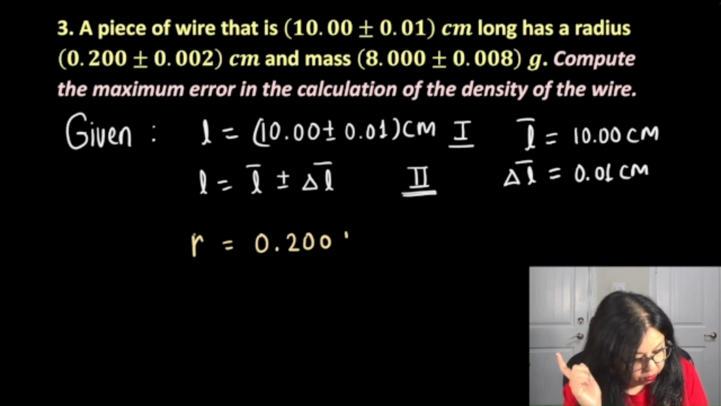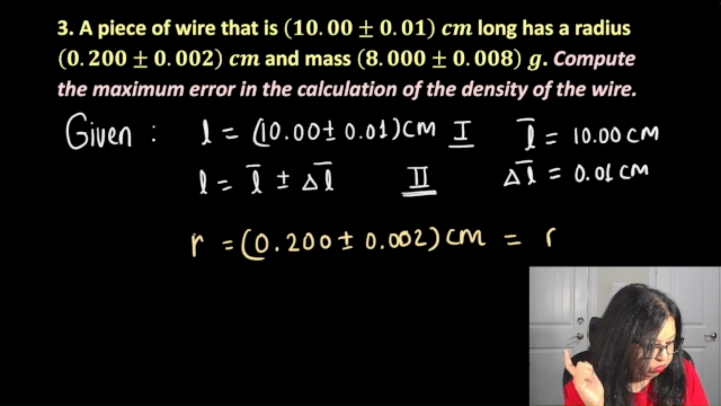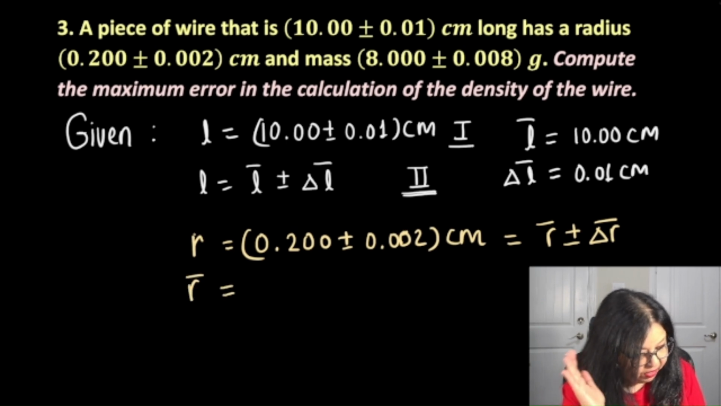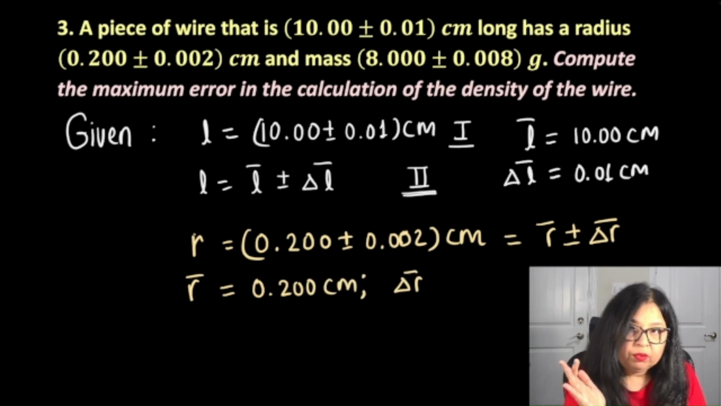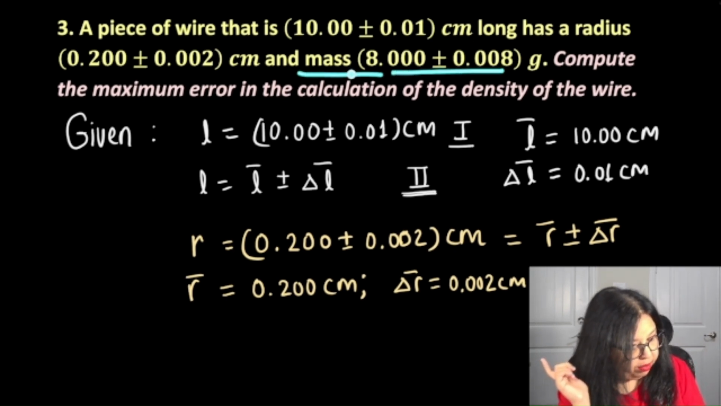0.200 plus minus 0.002 centimeters. And just like before, I'm also going to write this in symbols. This gives you that r bar, the average value of the radius, equals 0.200 centimeters, while the mean absolute value of the radius is equal to 0.002 centimeters. Then we have the mass of the wire.